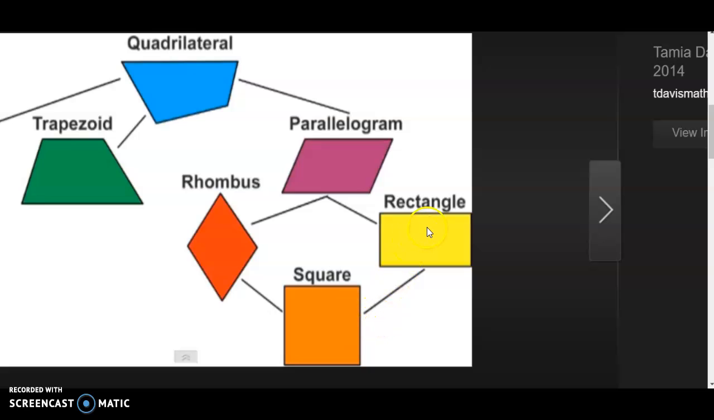So it is a rectangle because it has four right angles and it has two sets of parallel sides. It's a rhombus because it's got two sets of parallel sides and all sides are the same length. And it's a parallelogram because both sets of sides are parallel. And it's a quadrilateral because it has four sides. So its most specific name is a square, but it still technically belongs in all of these categories as well. So this just is a reminder of what those specific names of quadrilaterals are.